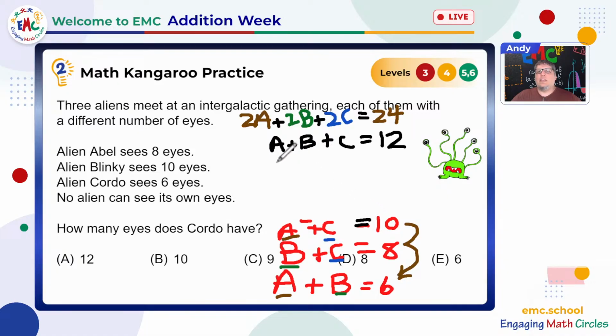Okay, now we can subtract here. We had A plus C. These two is 10. But all three together is 12. So B must equal 2. Blinky has 2. And then we want to look at the one where we get rid of A and B and keep Cordo. So we want to subtract A plus B. A plus B was 6, so we subtract it from 12 to get that C is 6, the number of eyes Cordo had.